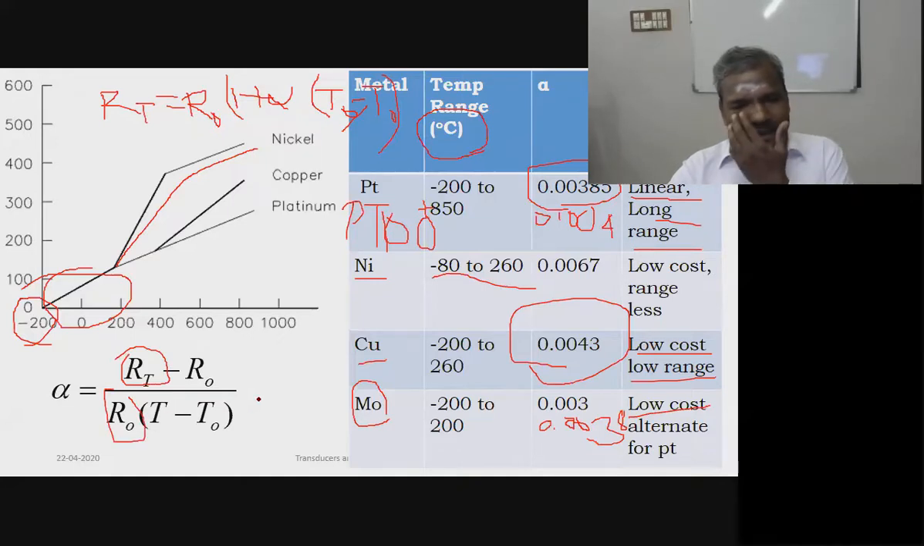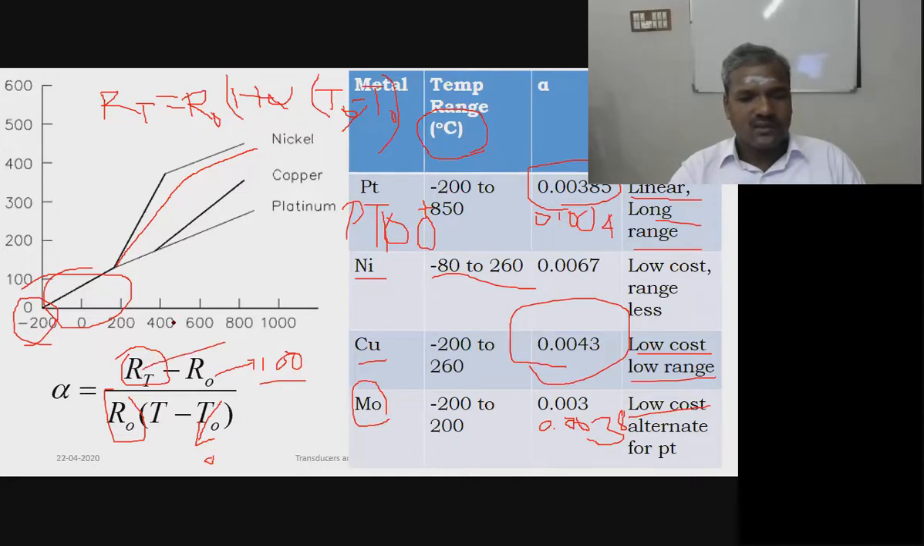So let us calculate the alpha value. You can easily compute the alpha value. Suppose R naught is 100 ohm. Assume R naught is 100 ohm. In that case, what is T naught? T naught is 0 degrees Celsius. So the resistance of the platinum RTD is 100 ohms at T naught equal to 0 degrees Celsius.